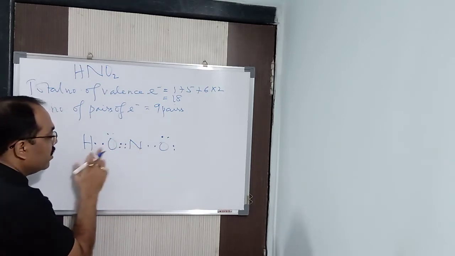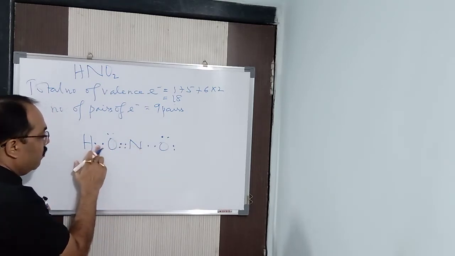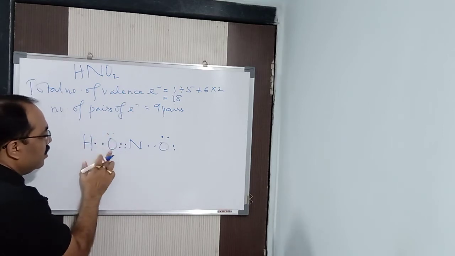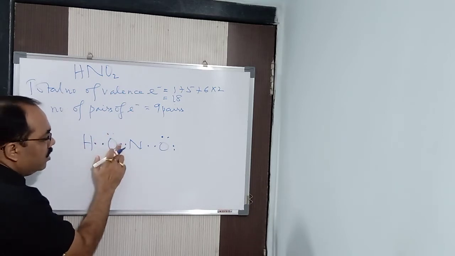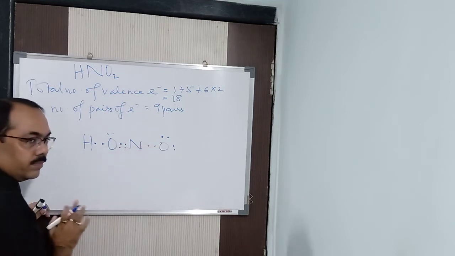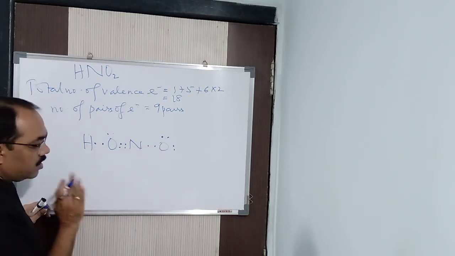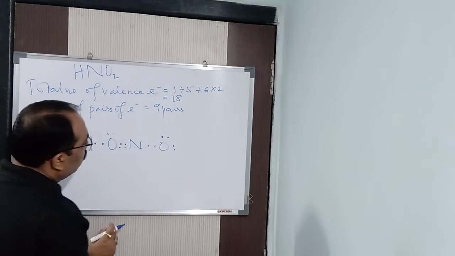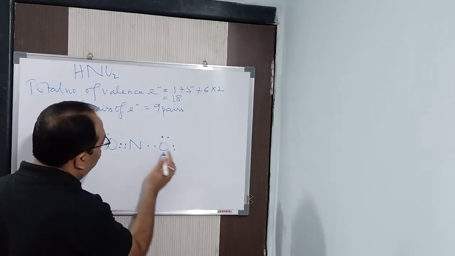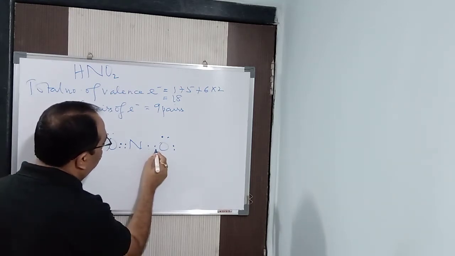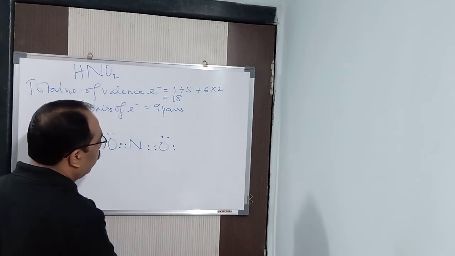Now you see what is stable. Hydrogen got stable, now oxygen is also stable. 1, 2, 3, 4, 5, 6, 7. This oxygen is stable, hydrogen is stable. Nitrogen has how many? 1, 2, 3, 4, 5, 6. Got it? It has 6. Clear? Now if I put one more pair here, let us put one more pair here.